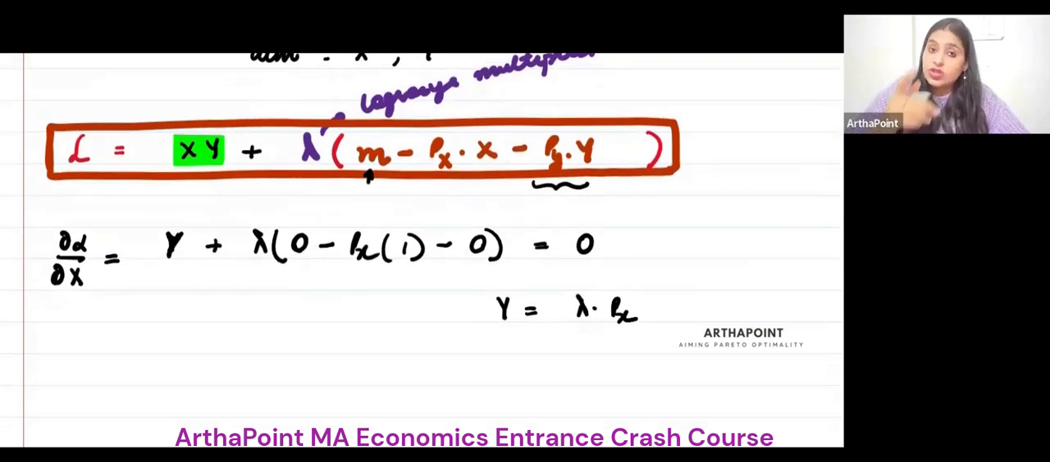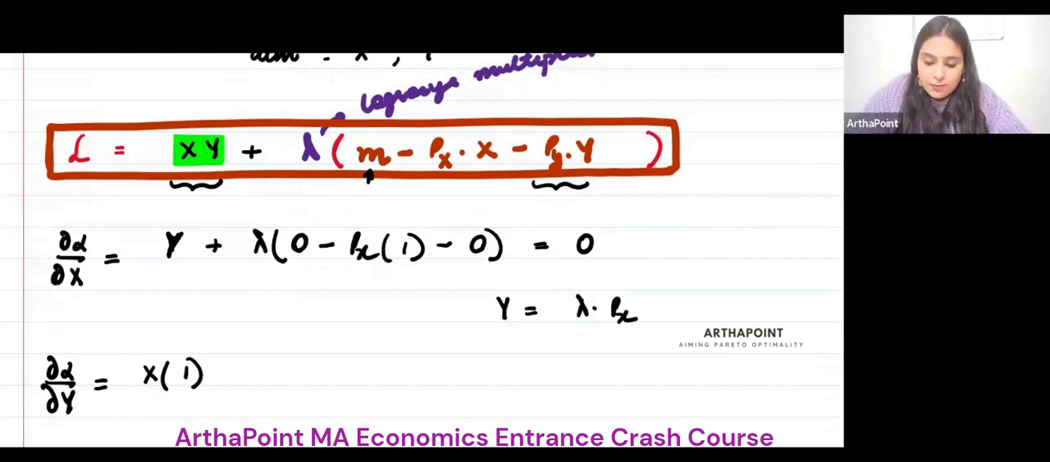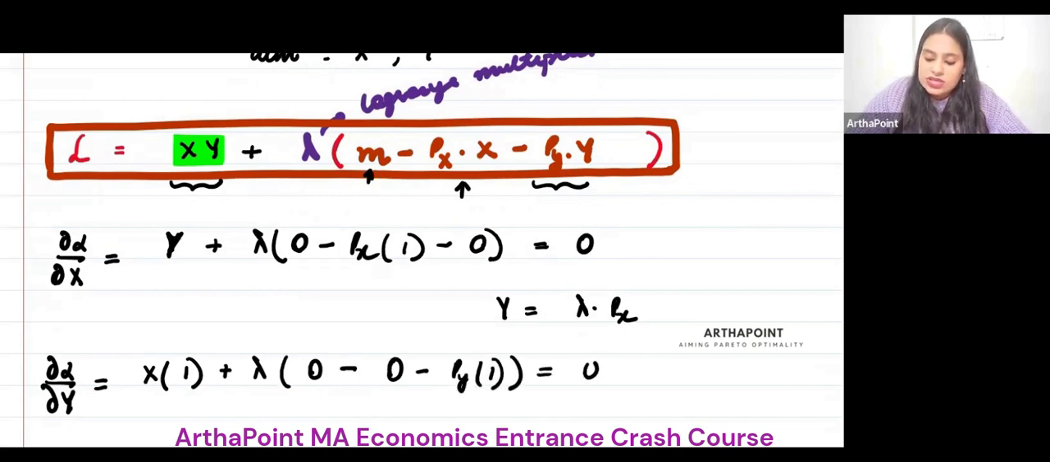Just try this and differentiate with respect to Y yourself. So differentiate the Lagrange with respect to Y. X is a constant, so differentiation of xy will be X. Differentiation of Y is 1, plus lambda. Differentiation of M, there is no Y in it, is 0. There is no Y in this, 0, minus Py into 1 is equal to 0. From here you will get X is equal to lambda Py. This is equation 1. Equation 2.